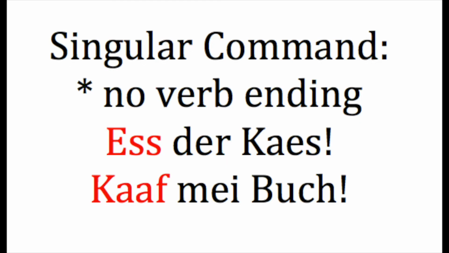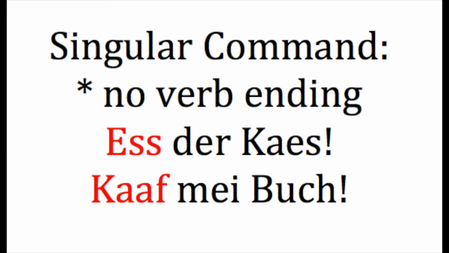So, let's go right into the forms. If you're talking to one person, you're telling one person to do something, then that's what I would call the singular command, one person, singular. Here's the rule, or what you need to remember. The asterisk says there's no verb ending. That's it. So imagine I took two verbs, esse and kaufe, to eat and to buy. And we're going to form commands with them.